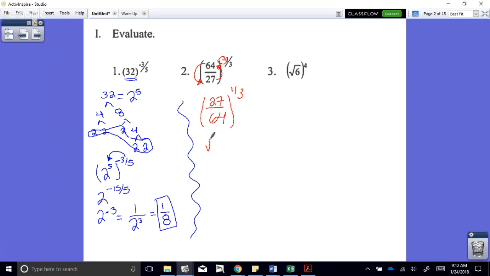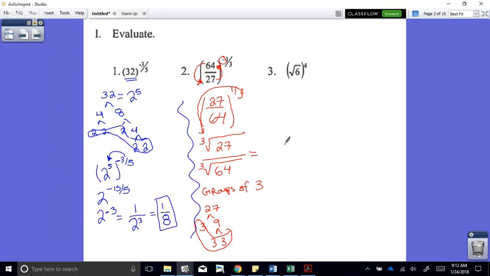Okay, so now we can write this as a radical. So I have a radical 27 and a radical 64. The denominator of the fraction is what becomes the index, the root. Cube root says that we are looking for groups of 3. 27, and I'm going to split it down into 3 times 9. 9 is 3 times 3. And if you notice, there are 3 3's, so the cube root of 27 is 3.